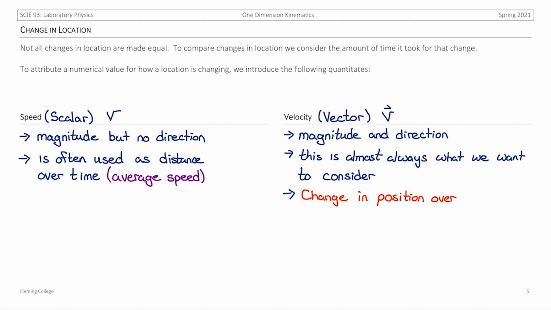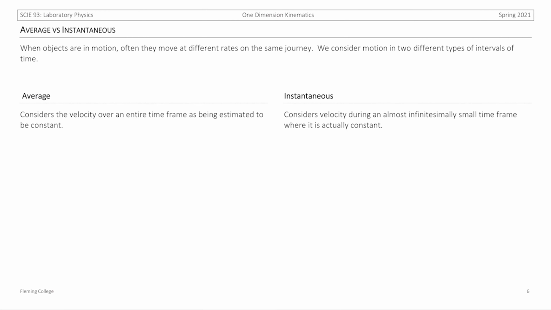The equation we use is that v will be equal to our displacement, or change in position, over our change in time, so delta t. And that's the version of your equation that you'll get on your formula sheet. When we say speed in physics, what we really mean is an instantaneous magnitude of velocity. When objects are in motion, often they move at different rates in the middle of the same journey. To deal with this, we have to be aware that there's two different considerations of motion.